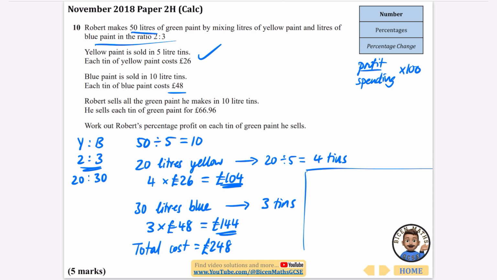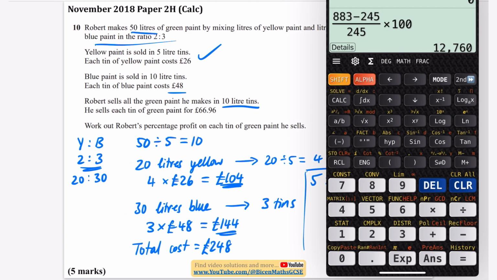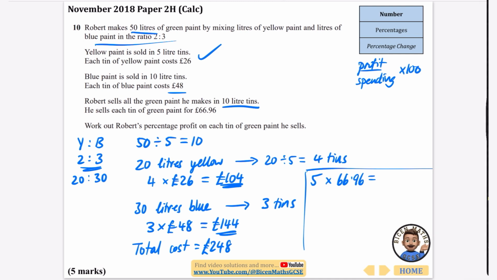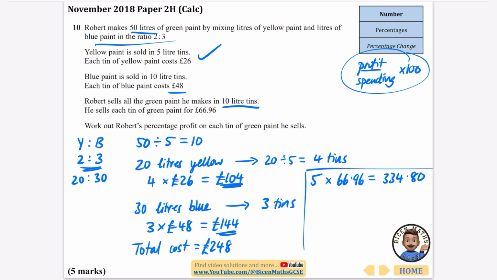Okay, well, if he's going to sell it in 10 litre tins, he's made 50 litres, so he is going to do 5 tins, and he's going to be selling that at £66.96 each. So I'm going to do 5 times 66.96, which is £334.80. So now I'm just going to go straight in with my formula that I've got here.